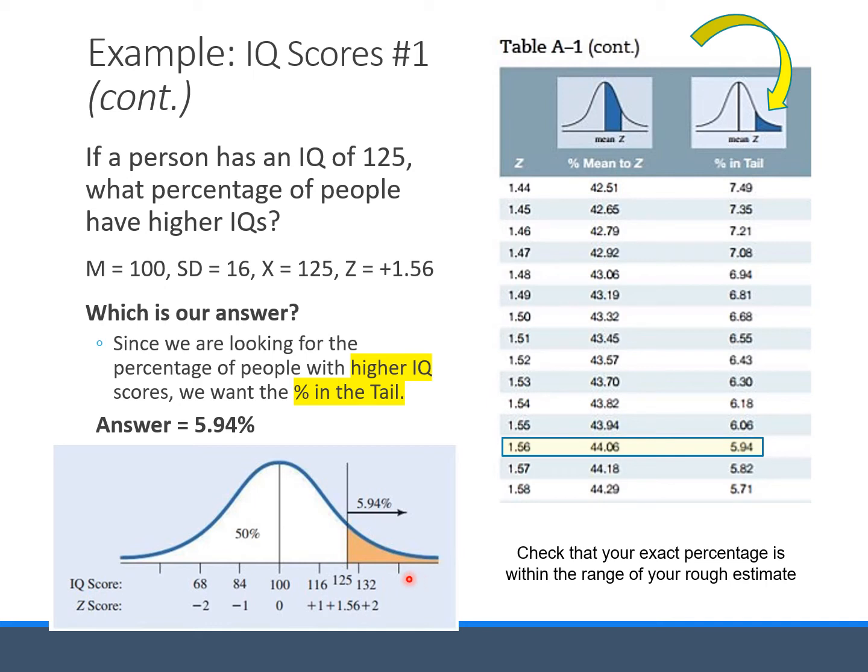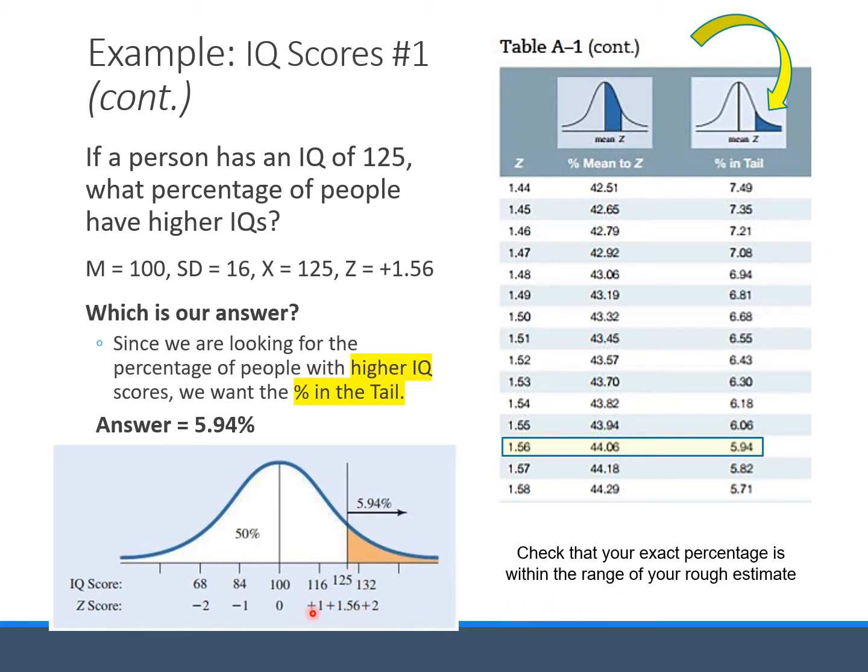5.94% of people who have taken this IQ test, and there have been, you know, probably hundreds of thousands, if not millions of people who've taken IQ tests. So if you have an IQ of 125, then only 5.94% of the population has an IQ higher than you, okay? And you can check that your exact percentage is within the range of your rough estimate.